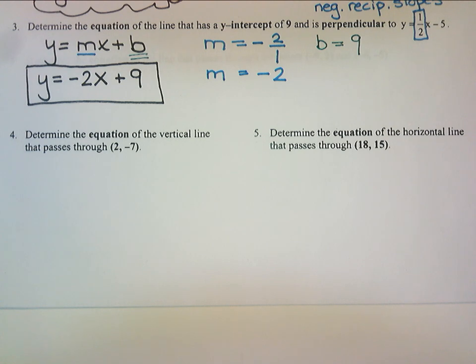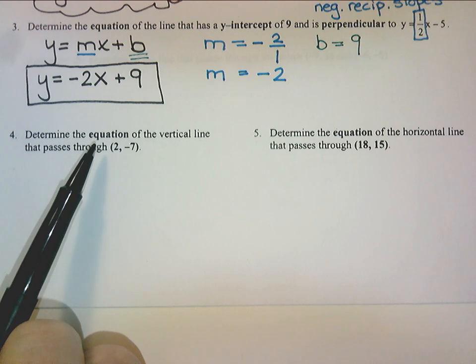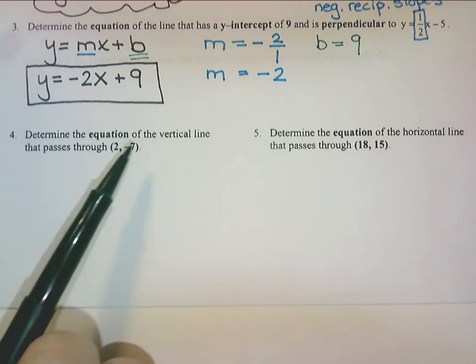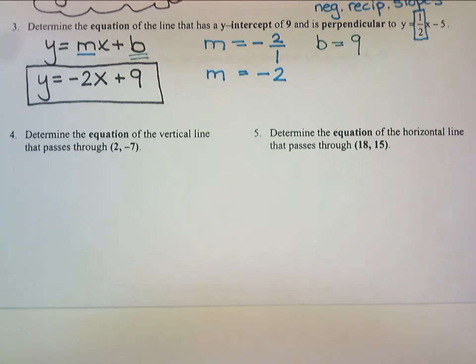In this video, we're going to continue doing some equation of a line practice, and we are going to be looking at some vertical and horizontal lines. So question number 4 says, determine the equation of the vertical line that passes through 2 and -7. They didn't tell us too much, except we are looking for the equation. The line is vertical, and they gave me a point that it passes through.